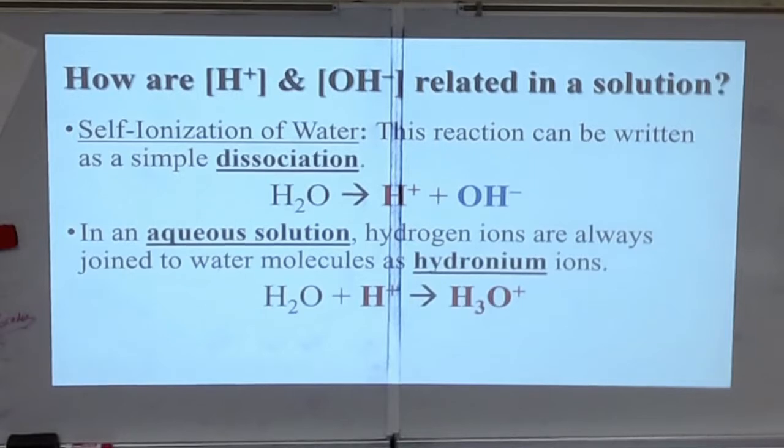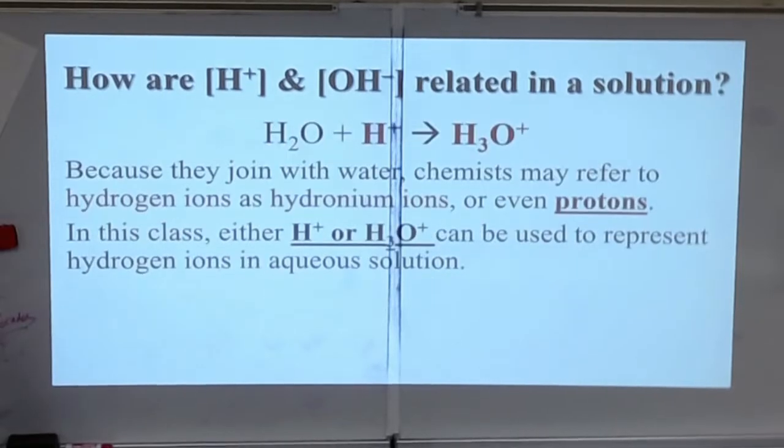All right. So dissociation, aqueous solutions, hydronium ions. Because they join with water, chemists can refer to hydrogen ions as hydronium or protons. In this class, we're going to use either of those, and what we're talking about are these hydrogen ions in solution. We good?